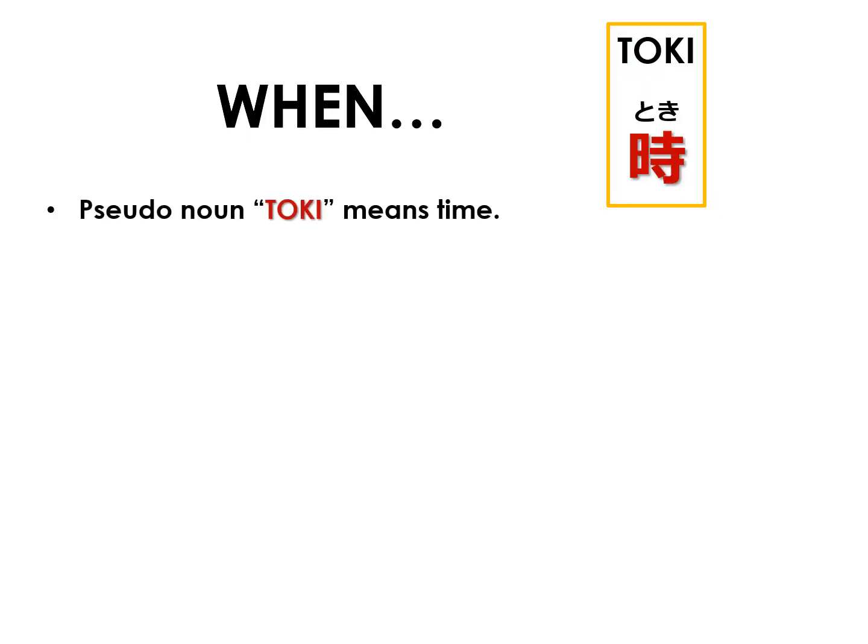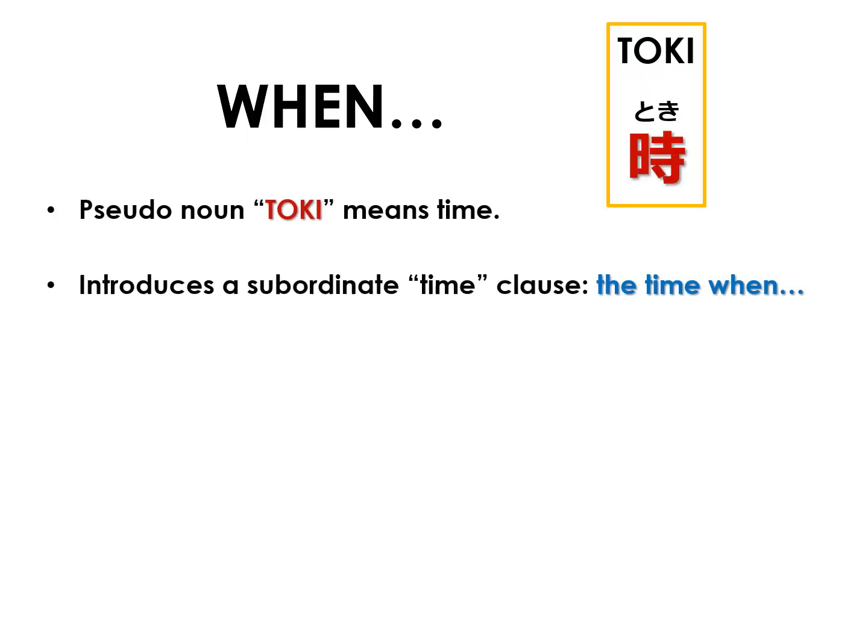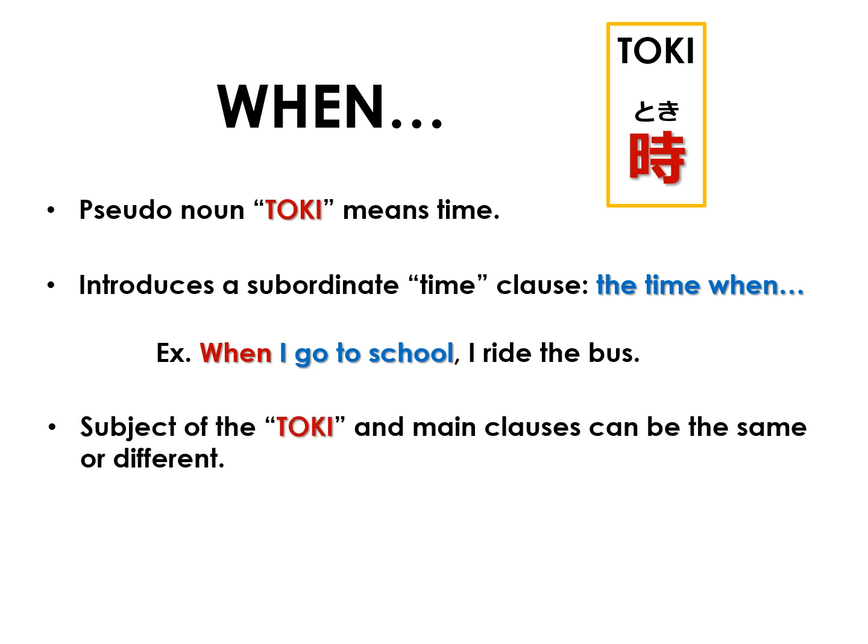Toki is a noun that means time, but when used as a pseudonoun, it introduces, or technically nominalizes, a subordinate time clause in a sentence, which means the time when. For example, the time when I go to school, I ride the bus. The subjects of the toki subordinate clause and the main clause may be the same or different.